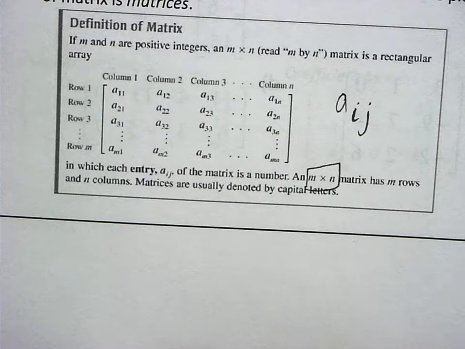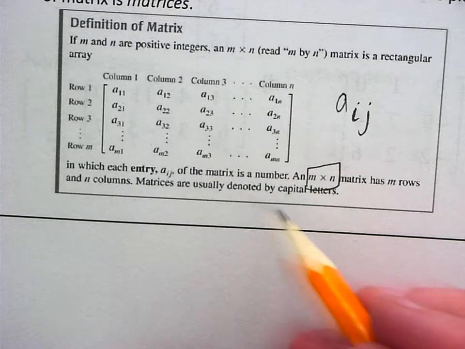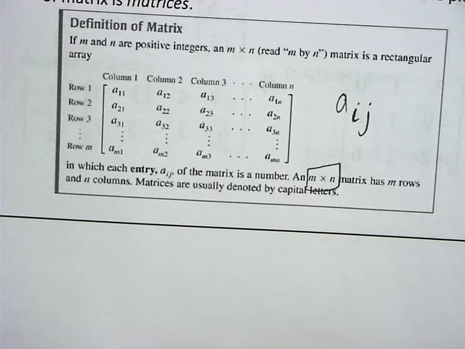Okay. You also have what's called a main diagonal. The main diagonal will be the entries where you're row 1, column 1, row 2, column 2, 3, 3, 4, 4, 5, 5, and so on and so forth. Okay. Just some of the terminology stuff.